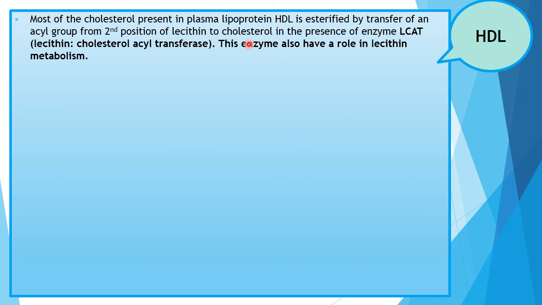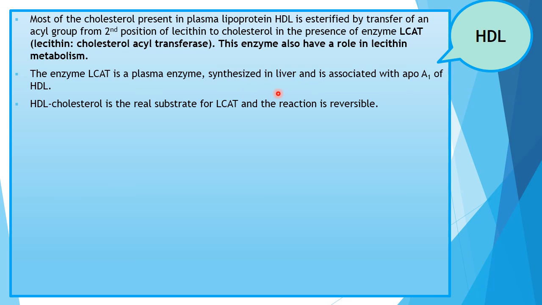Most of the cholesterol present in plasma lipoprotein HDL is esterified by transfer of an acyl group from the second position of lecithin to cholesterol in the presence of the enzyme LCAT, that is lecithin cholesterol acyltransferase. This enzyme also has a role in lecithin metabolism. The enzyme LCAT is a plasma enzyme. It is synthesized in the liver and is associated with ApoA of HDL. HDL cholesterol is a real substrate for LCAT and the reaction is reversible.